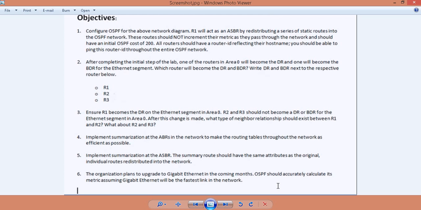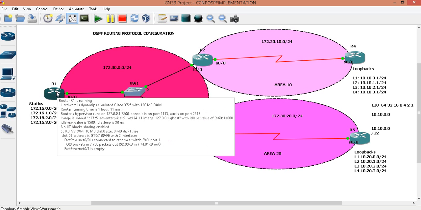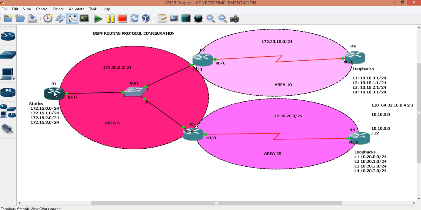It's going to use less bandwidth. Okay, implement summarization at the ASBR. The summary route should have the same attributes as the original individual routes redistributed into the network. Now the summarization should be on the ASBR. And which one is the ASBR here? It is router 1, because it is the one that sits between our network and the outer world.